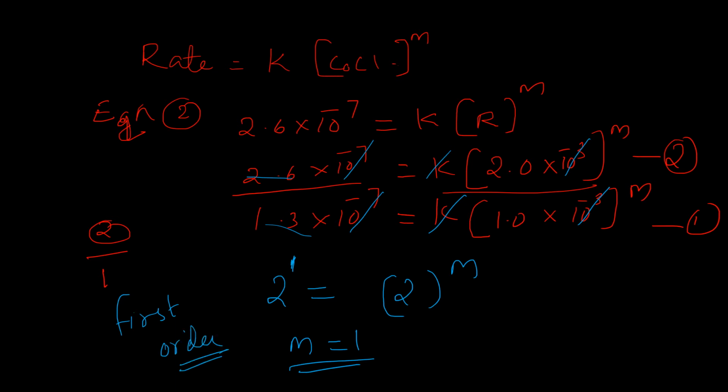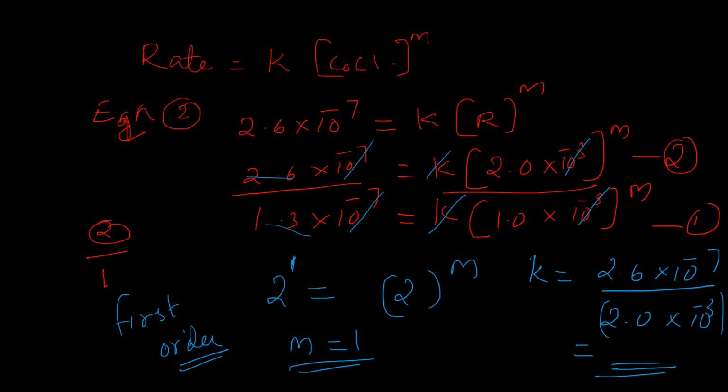So we got the first part, and for the second part, you can calculate the rate constant using any one of these equations. That is, rate constant K will be equal to the rate divided by the concentration. We can take the first one, 2.6 into 10 raised to minus 7 divided by 2 into 10 raised to minus 3, the whole raised to 1. Then you can calculate and find the answer.